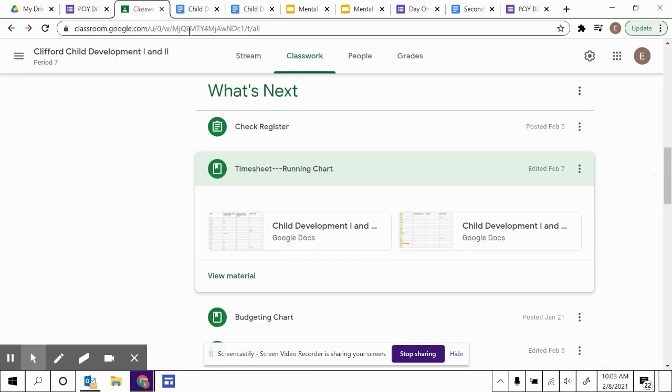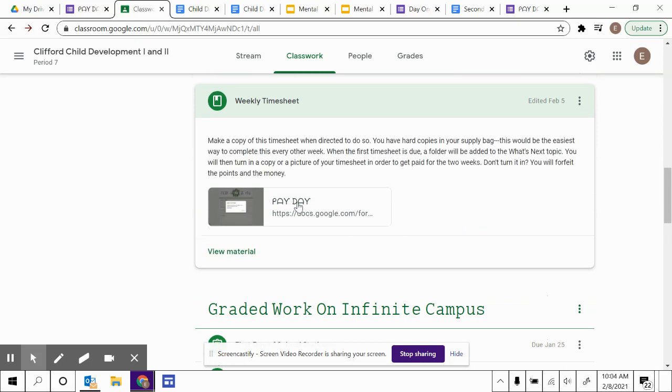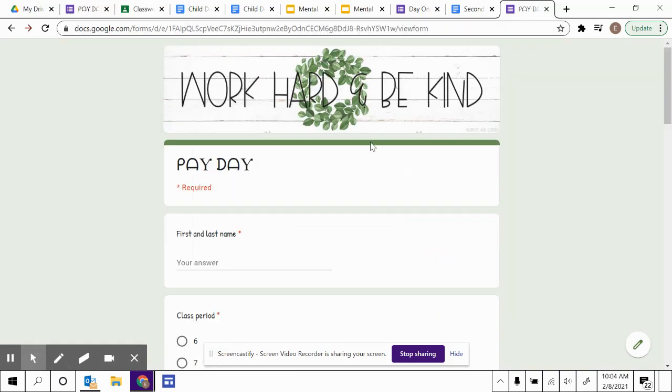How does she know? You go on What's Next on Google Classroom, that's the topic, and then you pull up the running chart. This is the first one. This is the one that we have going for the next pay period. So you pull up this first one. Then once she knows her amount, she's ready to fill out her paycheck. So you click on this form and it's going to bring you to this.